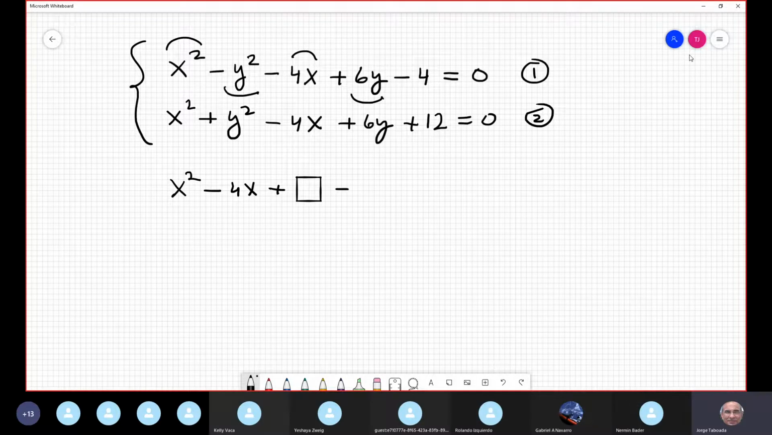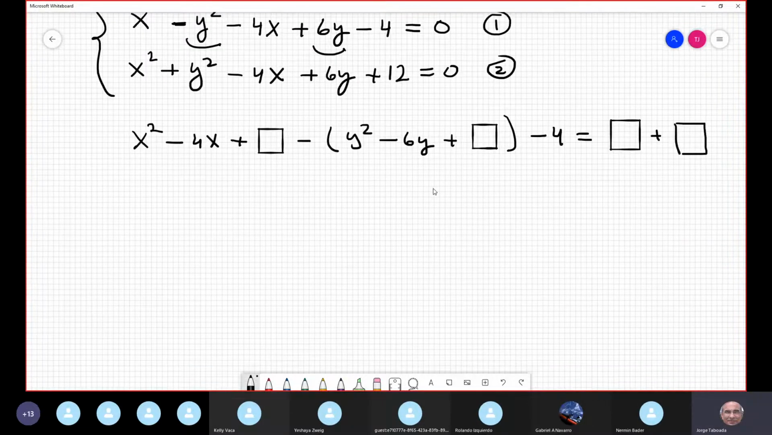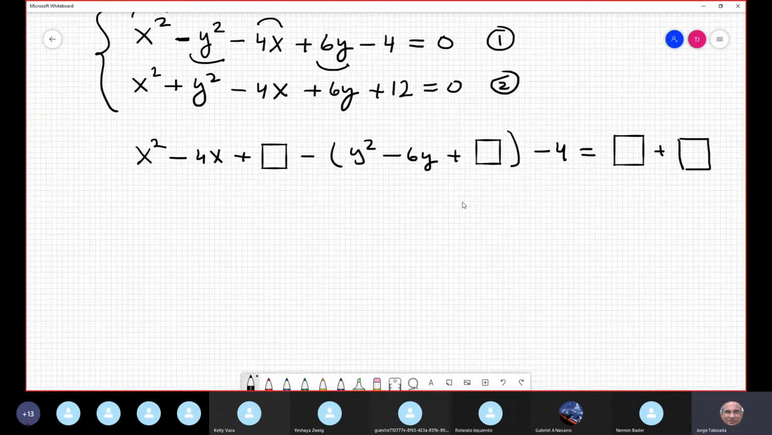So minus y squared minus 6y, because I factor out -1. Here the sign I put outside, plus a box. Minus 4 equal to boxes. I don't remember if you saw before with me completing the square, but this is called algebra, no? Okay, that's easy. You take the coefficient b, divided by 2 and square, and this is the magic number.